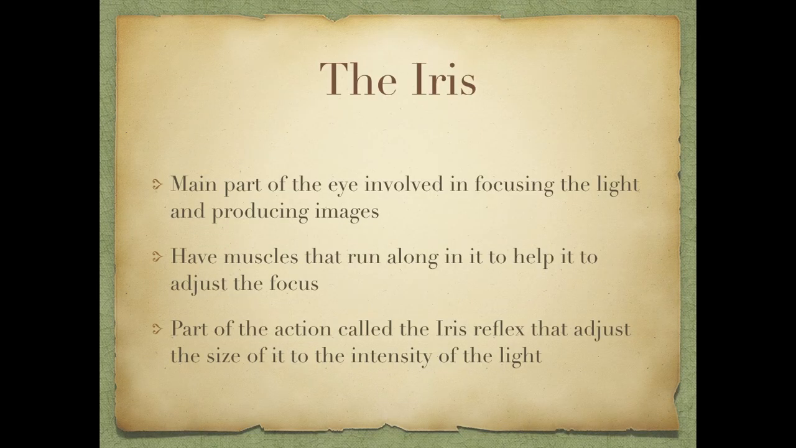Now the iris is a main part of the eye involved in focusing the light and producing images. The lens as well, but the iris plays another part. The iris has muscles that run along it to help it adjust the focus. Part of the action by which the iris adjusts the focus is called the iris reflex, which adjusts its size according to the intensity of the light.